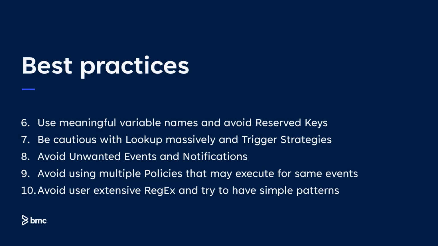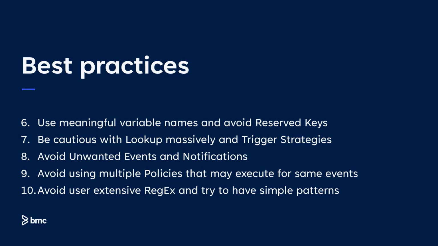Be cautious with lookups on massive events and trigger strategies. Continuous lookup on a massive event fetch may cause policy configuration skips. Use specific criteria in the trigger if using to and from for slot updates. Once an event satisfies a timeout policy, it skips other timeout policies, avoiding unwanted events and notifications.